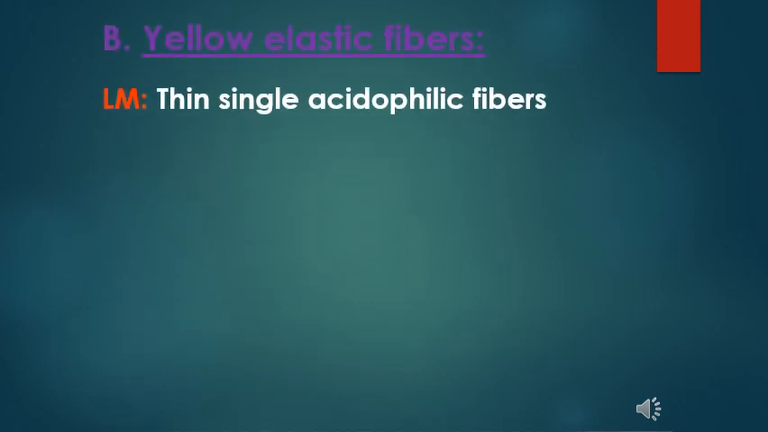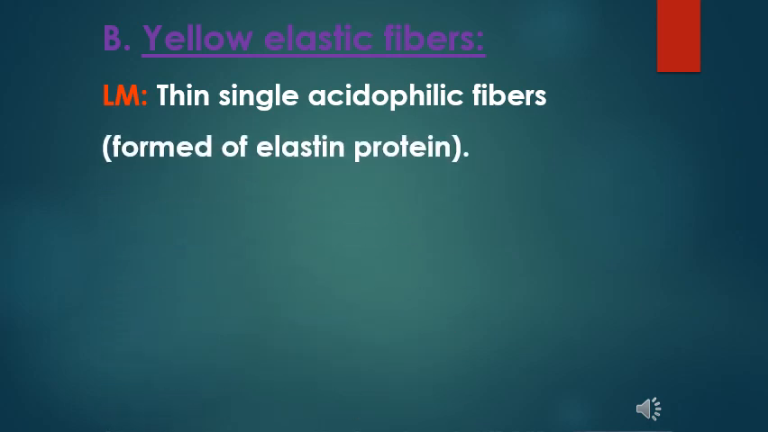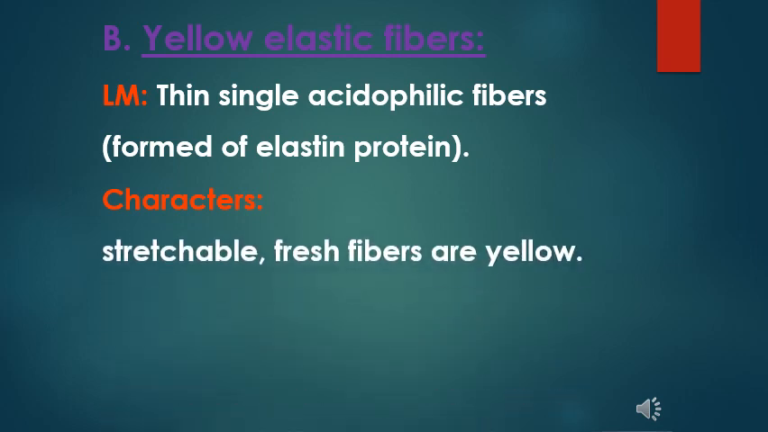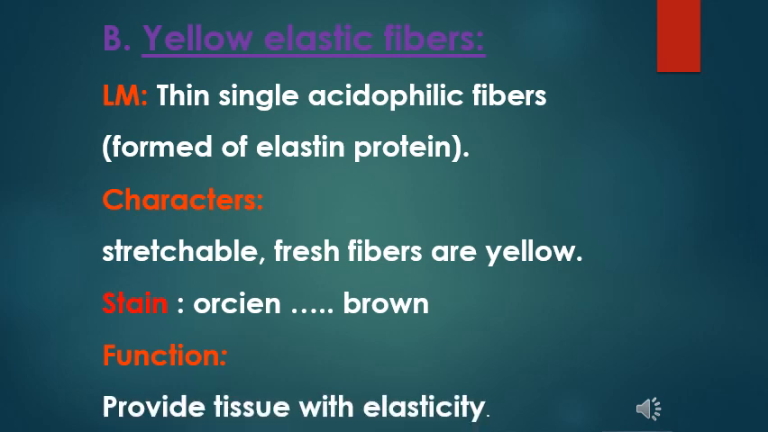The elastic fiber is formed of a protein known as elastin, which arises from the fibroblast. The elastic fiber is a single acidophilic fiber. Its characters: they are stretchable. In fresh section, they appear yellow. Stained brown with orcein. The function of the yellow elastic fiber is elasticity.